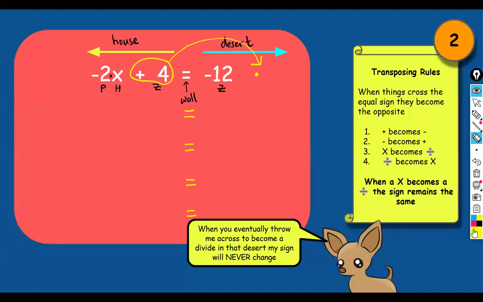So this is how the question looks now. You have minus 2x, you and your pet, right? You have minus 12 here. He didn't go anywhere. When you throw across positive 4, remember when you throw across something, it has to become the opposite. When you throw across the zombies, they become the opposite. Throw across positive 4, you get what? Minus 4. You notice I changed the positive to a negative. Everyone take down that line.